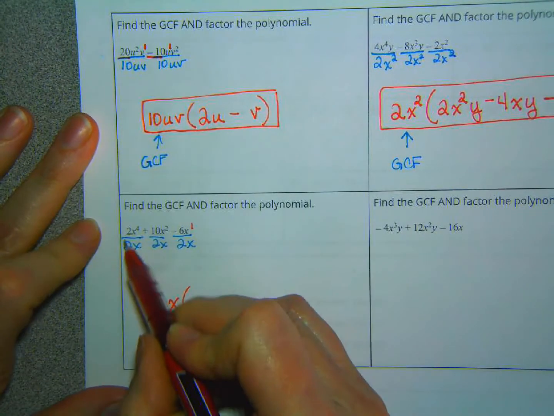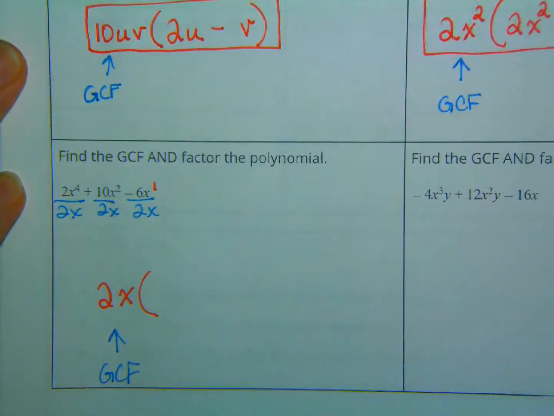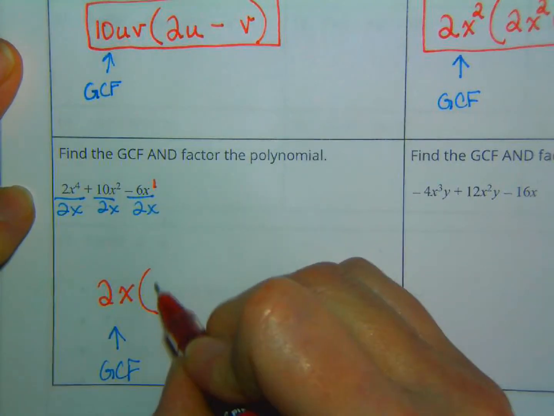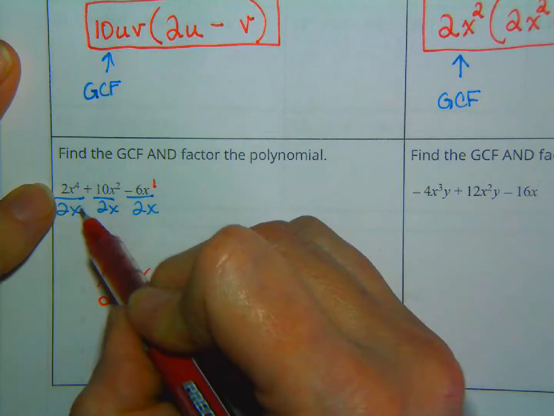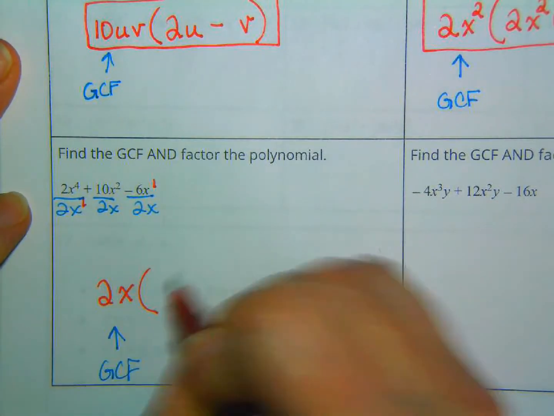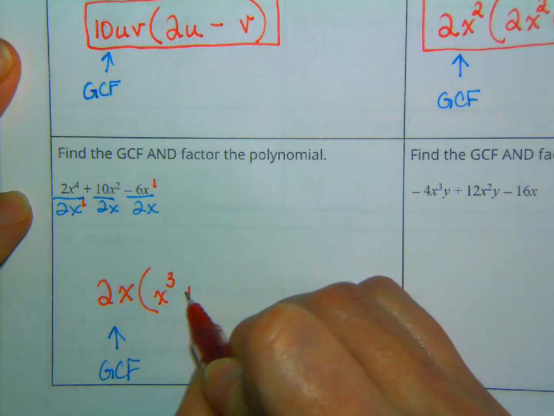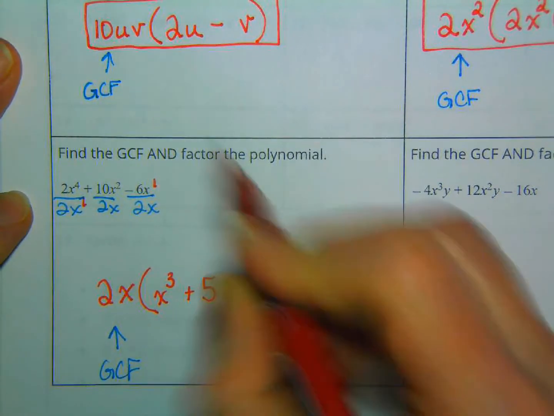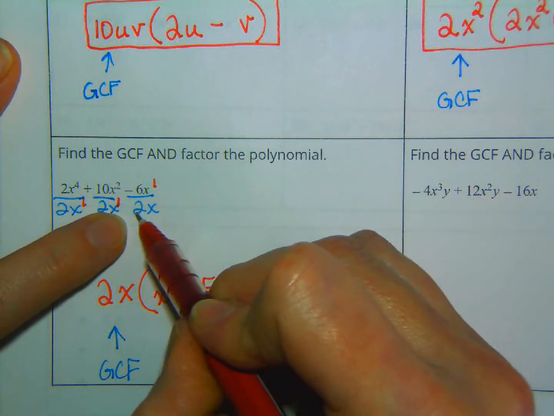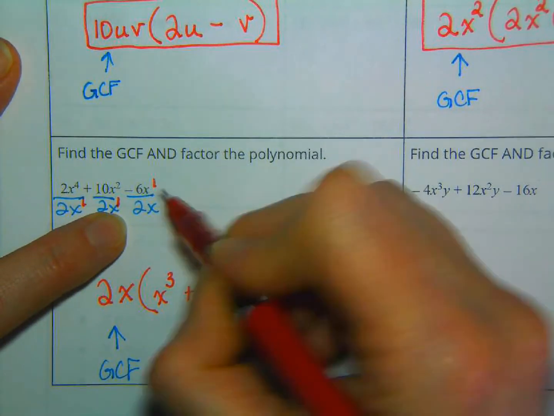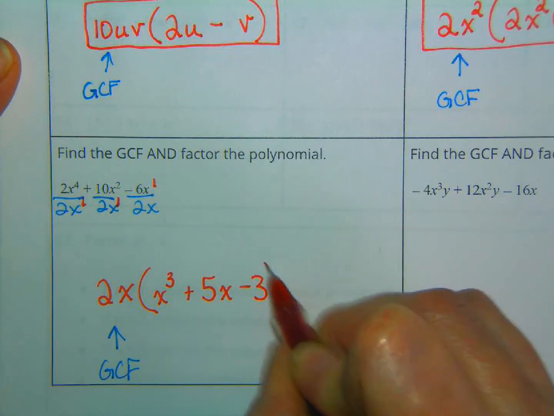So now, 2 divided by 2 is 1. Make this a little bit bigger. 2 divided by 2 is 1. You could write that one there if you wanted to. You would if these canceled, but they don't. X to the 4th divided by x to the 1st is x cubed. 10 divided by 2 is positive 5. X squared divided by x to the 1st is x. Negative 6 divided by 2 is negative 3. X to the 1st divided by x to the 1st is times 1. We don't have to write that down.